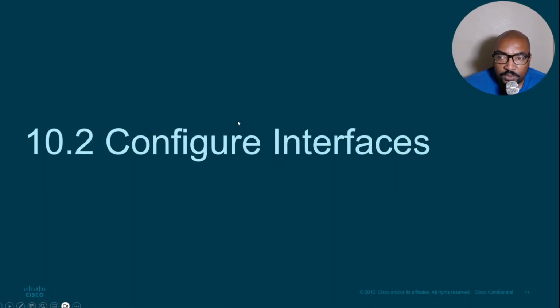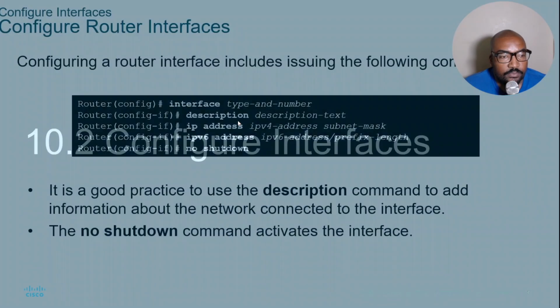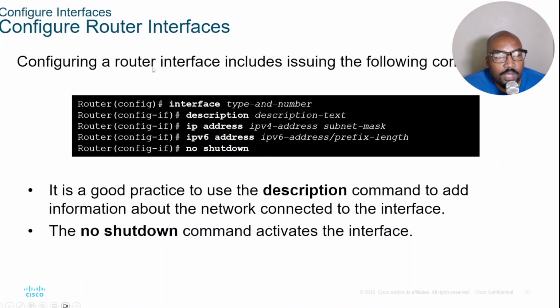Configure interfaces. Configuring the router interface includes issuing the following commands. So we have the interface and the type and number. We have the description of it, the IP address, whether it be IP version 4 or IP version 6. Take note, after your IP version 4 address, you typically need to put the subnet mask right after that. And then no shut. No shut essentially is keeping that line on so that communication can go.